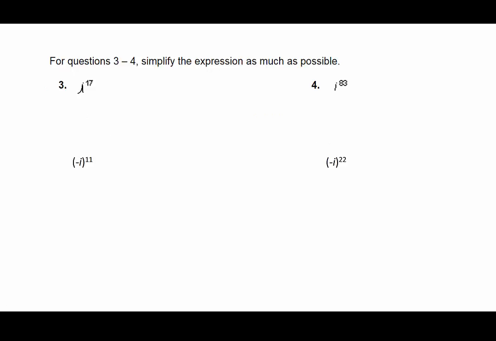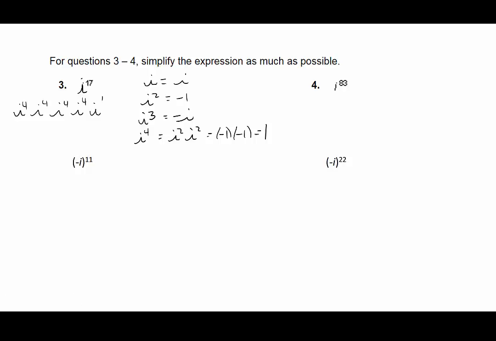Next, we have i to the 17th power. Well, we know that i is i. i squared is negative 1. i to the third power is negative i, and i to the fourth power is i squared times i squared, which is negative 1 times negative 1, which is positive 1. So what about i to the 17th? Well, i to the 17th is i to the 4th, i to the 4th, i to the 4th, i to the 4th, i to the 1st. And we know that i to the 4th power is 1. So i to the 17th is i.